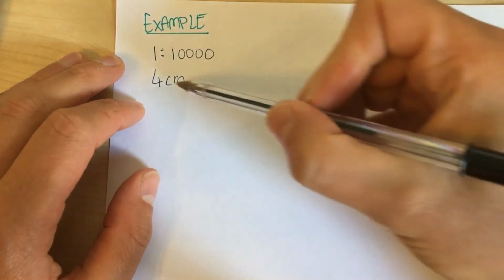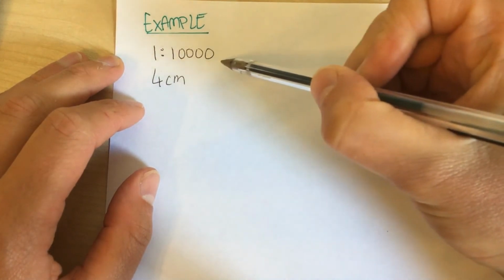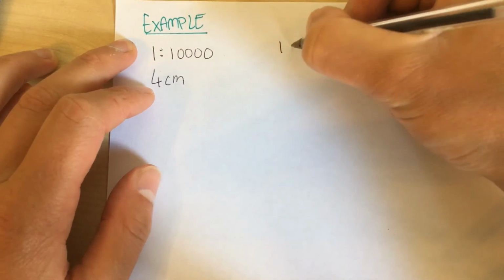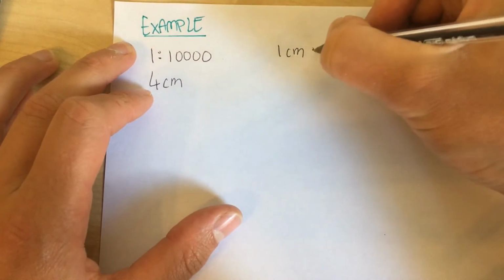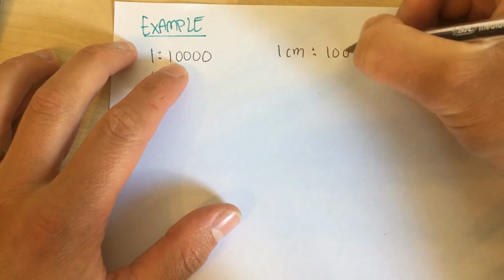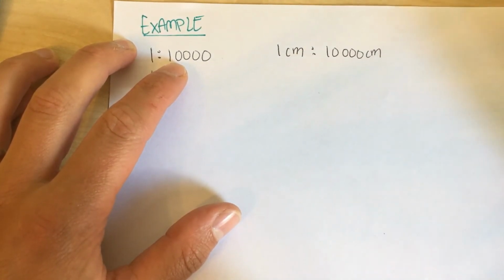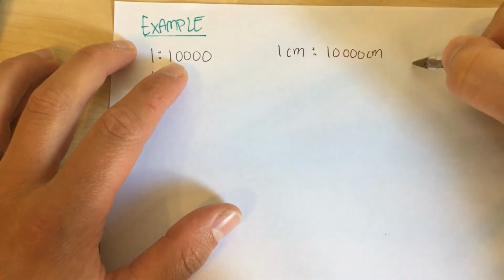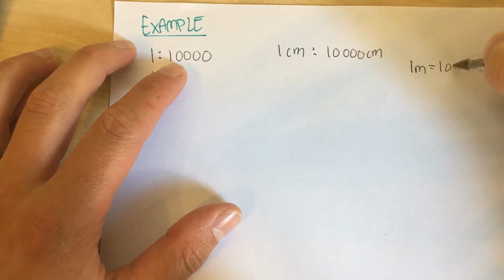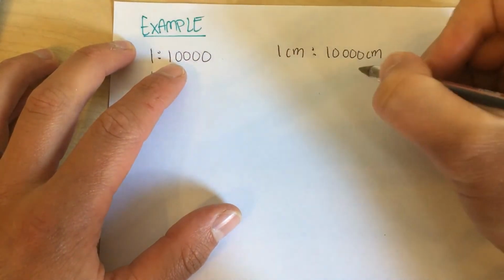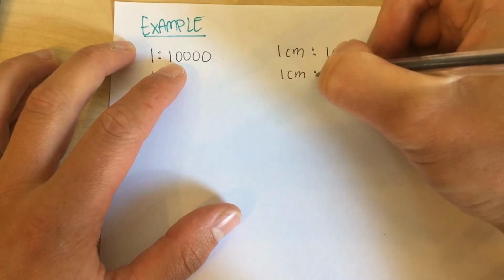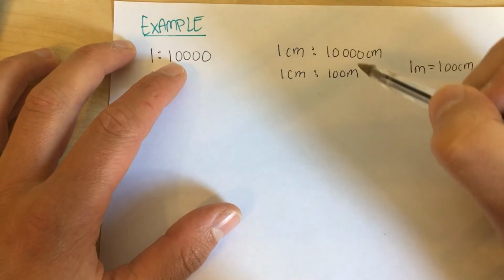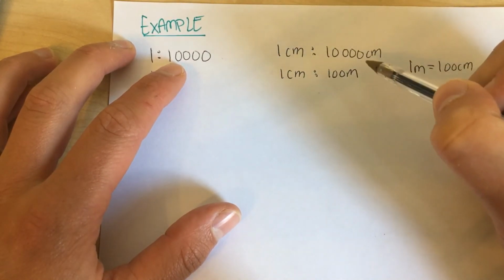This time we have a scale of 1 to 10,000. I'm going to deal with the scale first and then make the conversion. So 1 centimeter on the map is equal to 10,000 centimeters in real life. Well, let's change this to meters first so it's more familiar. Remember, 1 meter equals 100 centimeters. So back to the scale, 1 centimeter on the map is going to equal 100 meters in real life because I divide by 100 to get that.